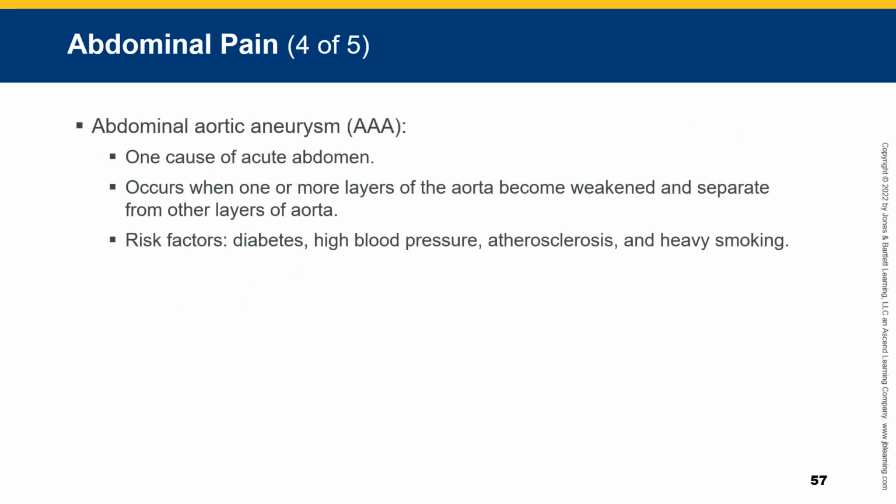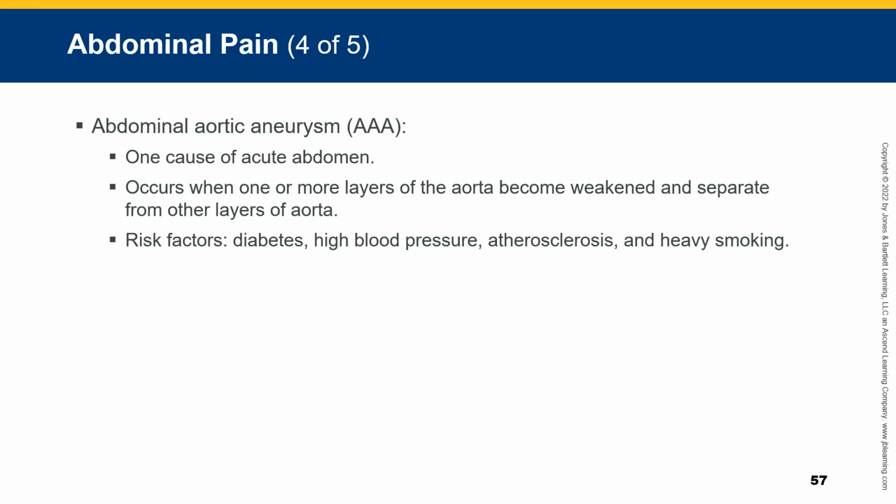One cause of an acute abdomen is what is called a AAA, which is an abdominal aortic aneurysm. A AAA occurs when one or more layers of the aorta, which is a large vessel that runs all the way through the length of the abdominal cavity, become weakened, or two layers can separate from the other layers of the aorta.